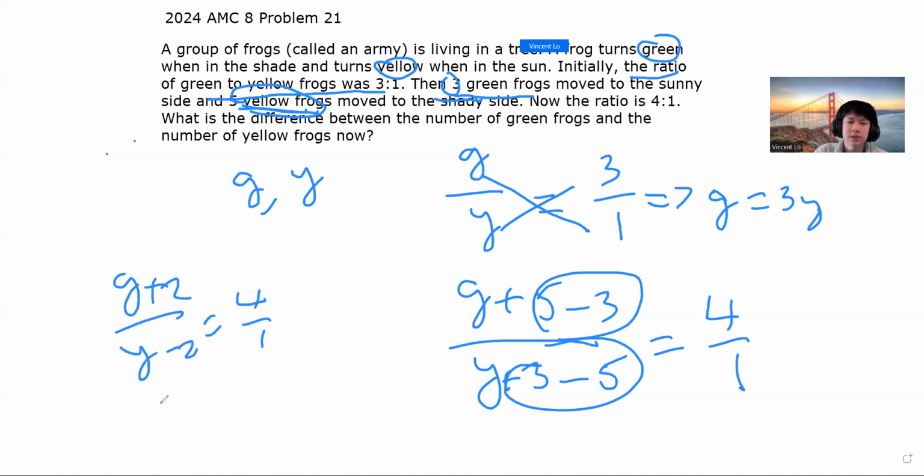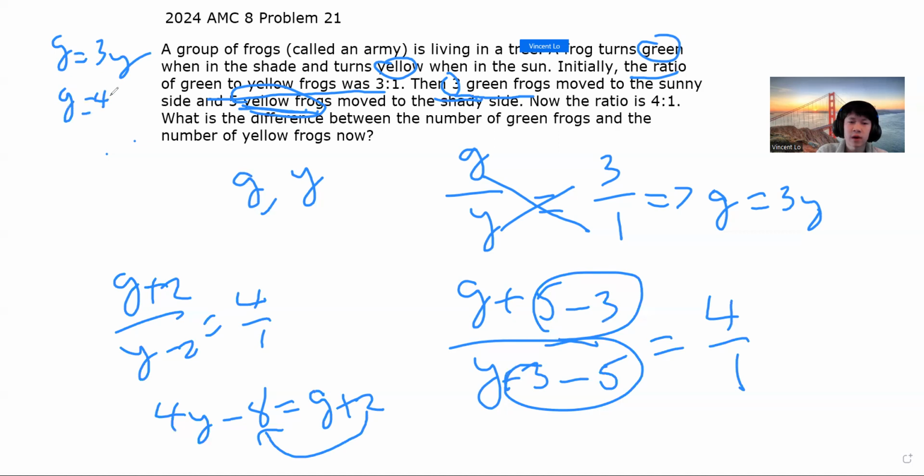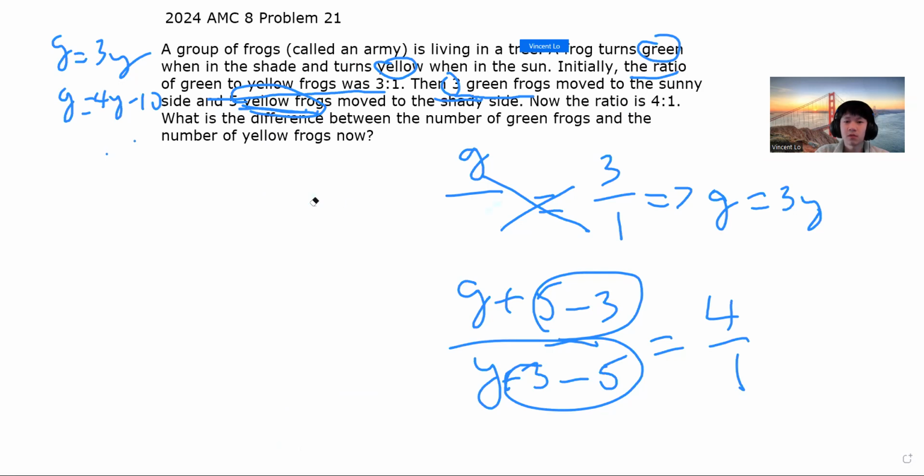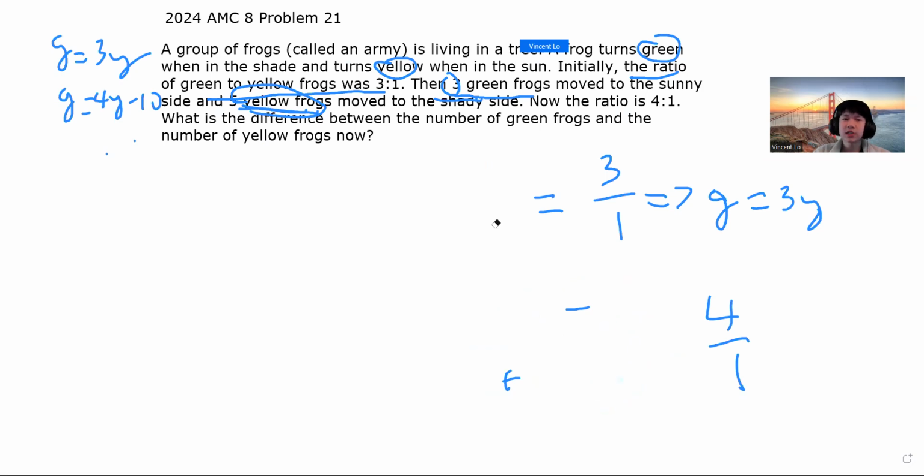And we can cross multiply. So we get 4Y minus 8 equals G plus 2. Now we have two equations. We have G equals 3Y, so let me write that up here. G equals 3Y, and we also have that 4Y minus 8 equals G plus 2. If we subtract 2 from both sides, we get that G is equal to 4Y minus 10. All right, so now we have 2 equations and 2 unknowns, so we can solve. G equals 3Y, G equals 4Y minus 10.